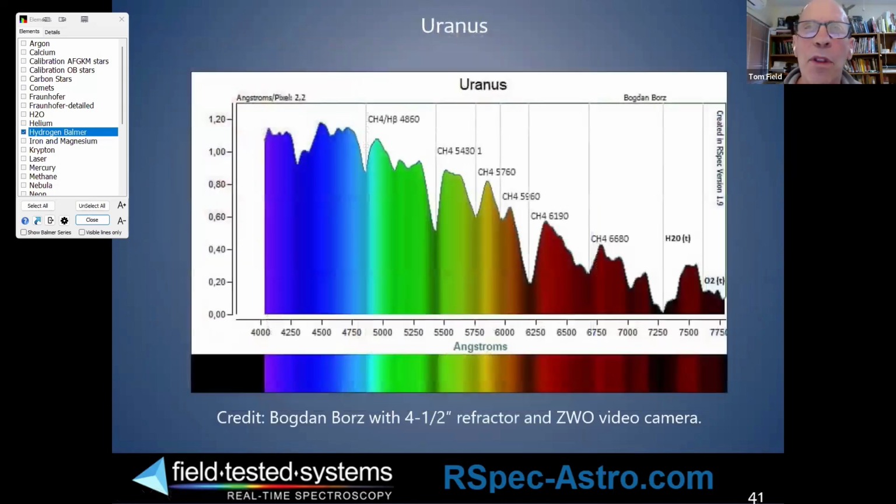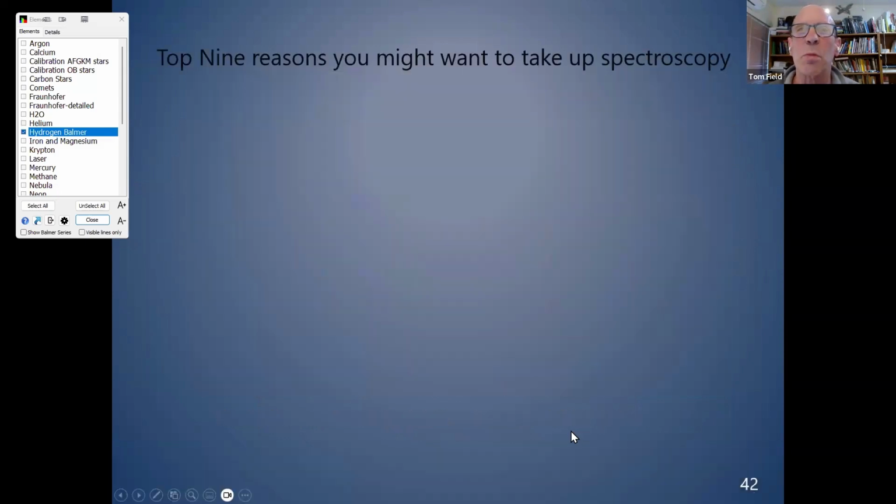Here's a cool example. This is Uranus. You can see this is done with a 4.5-inch refractor and a video camera. For those of you who have aperture envy and dark sky envy, to see the kinds of information that this graph shows, captured with this simple a gear, is really mind-blowing. It was for me when I first learned that this was possible.